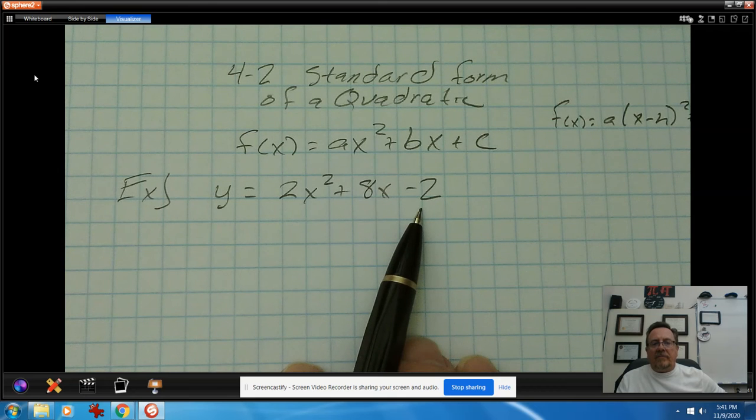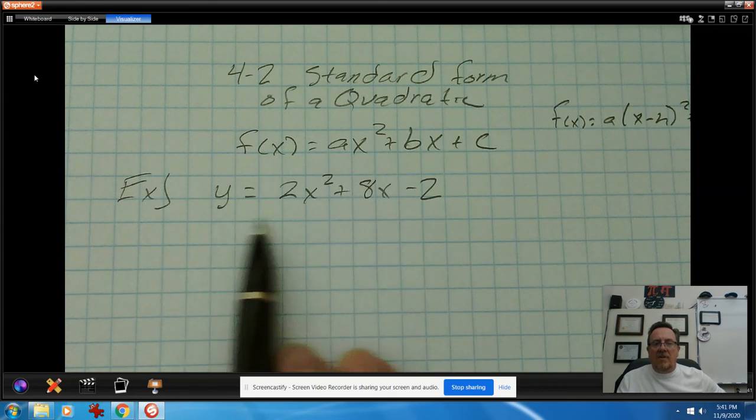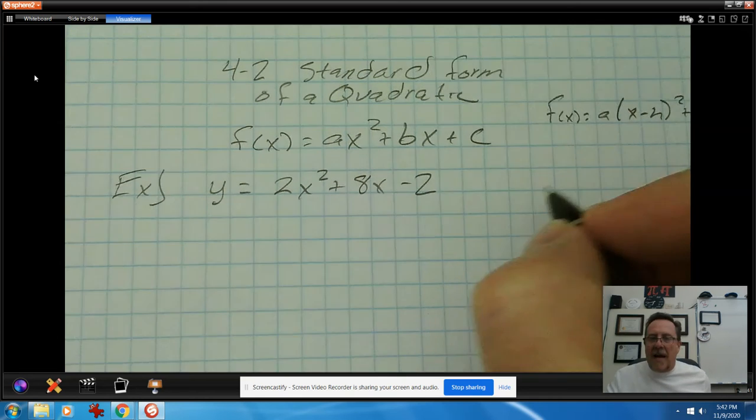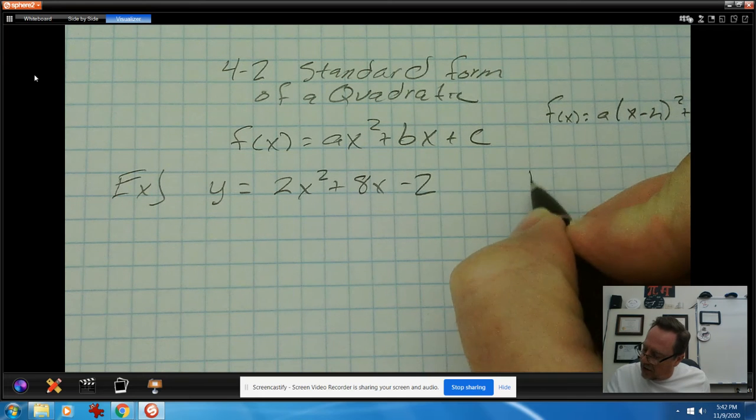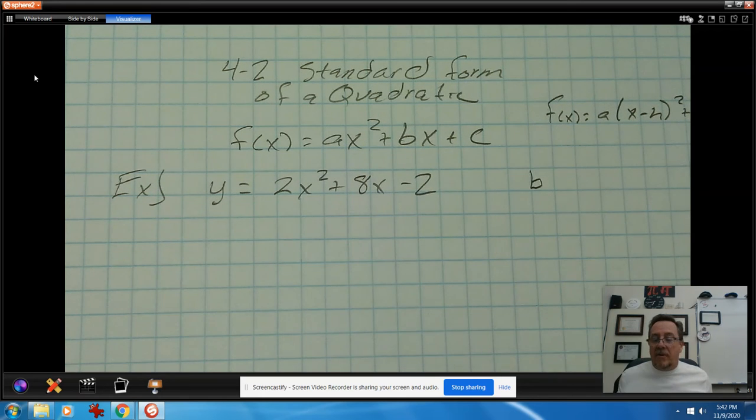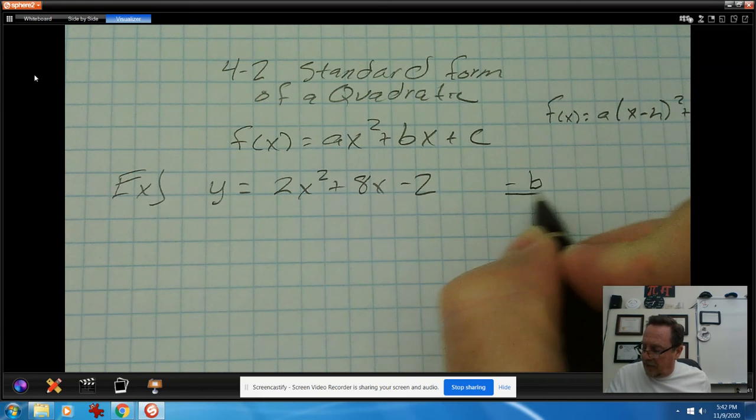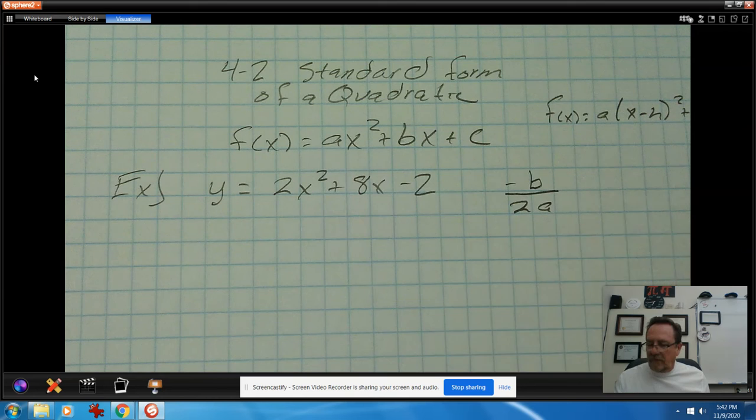All right? This is the standard form for a quadratic. Now, here's what you're going to need to know. This is the magic piece that you need for this chapter. Are you ready? I'm giving you the magic right here. Here's the magic: negative b over 2a. Okay, this is the magic piece.